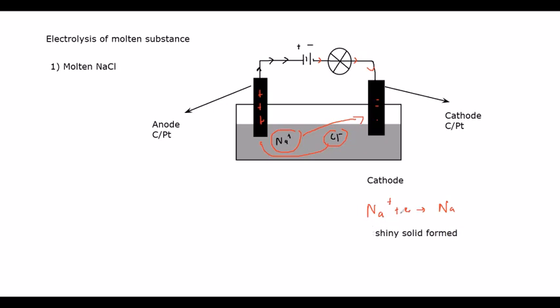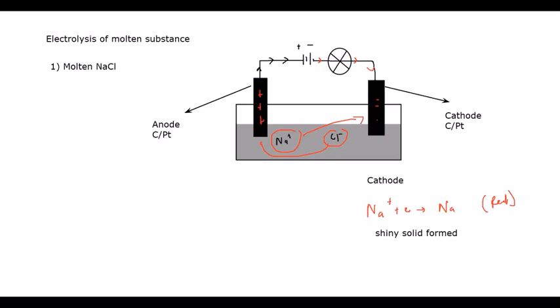What is this change, oxidation or reduction? A sodium ion gains an electron and changes to a sodium atom. What is this change called? Oxidation or reduction? Okay, this is reduction because it's a gain of electrons. So this change is reduction.